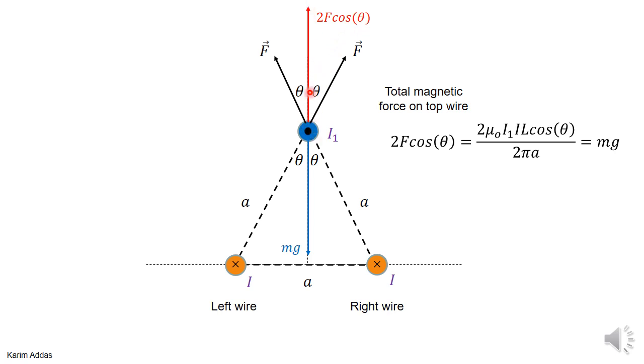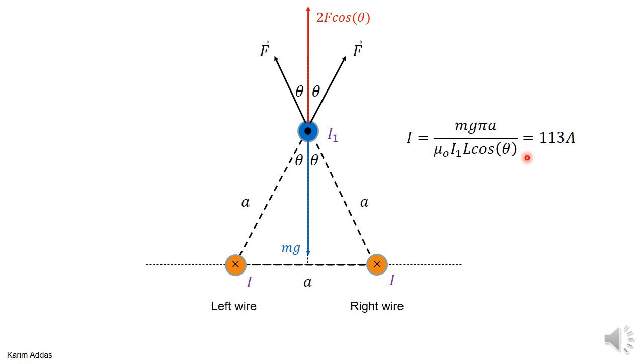So in equilibrium, when those two forces are equal, this finite wire will just stay suspended in space. And so we should equate the 2F cosine theta to the mg. The only unknown here is the current I. Everything else is given, and so you can derive what the current value is. It turns out to be 113 amperes.